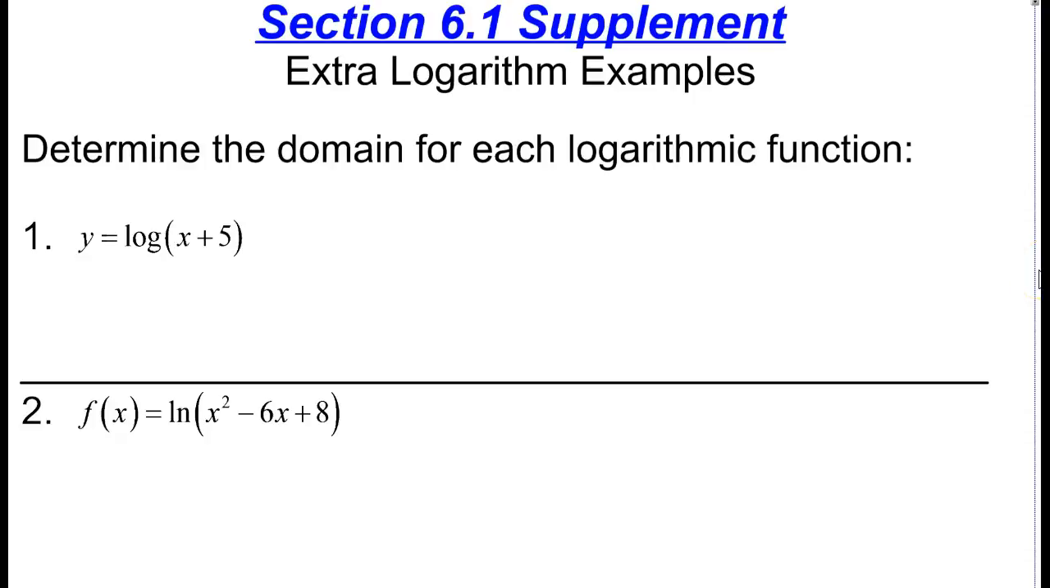Here's another type of problem you'll see in WebAssign for section 6.1, when you're given a logarithmic equation and asked to determine the domain for the function.